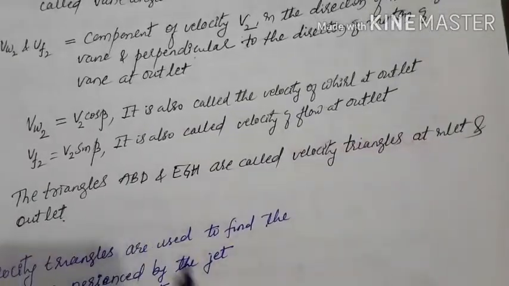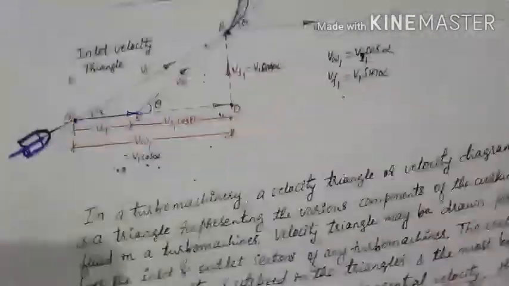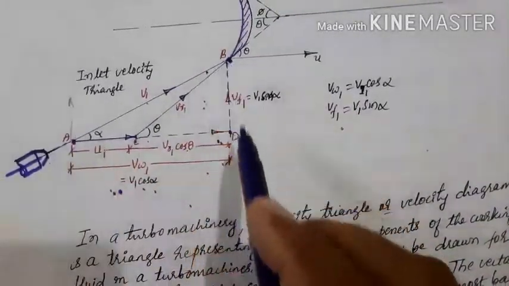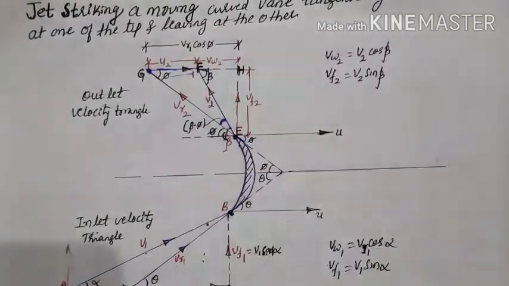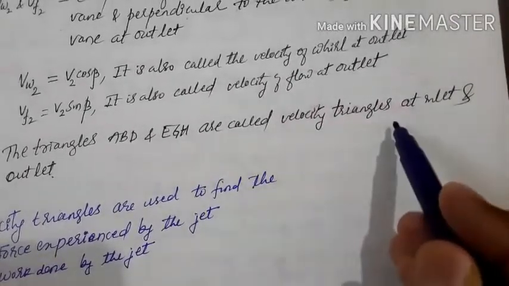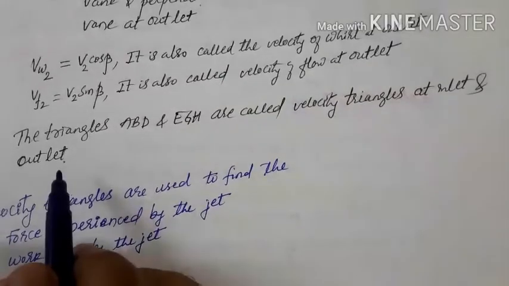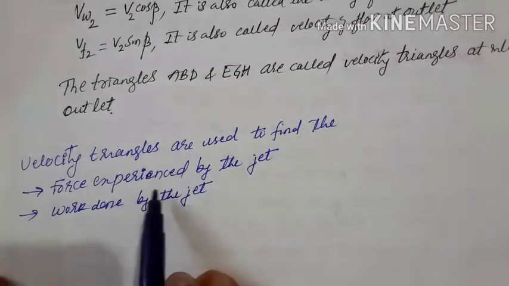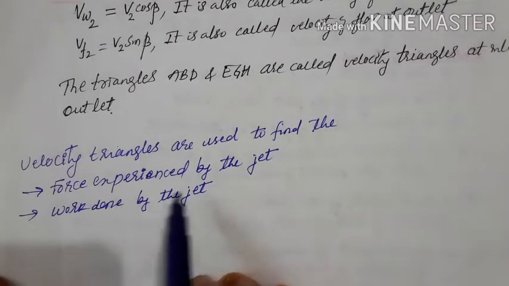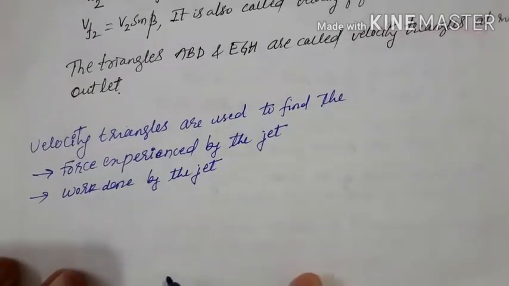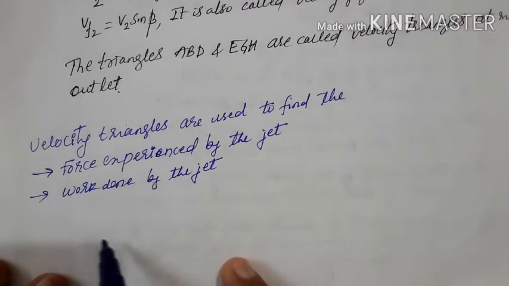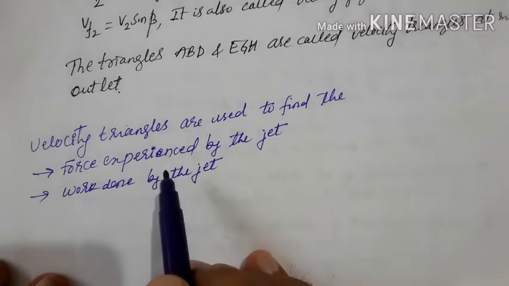The triangles ABD and EGH are called the velocity triangles at inlet as well as at outlet. Hence, these two velocity triangles are used to find the force experienced by the jet and the work done by the jet. So further, next we have to derive the equation by utilizing the velocity triangles at inlet as well as at outlet.